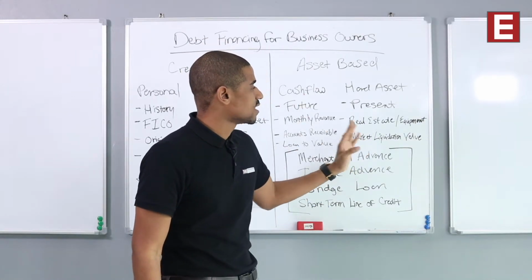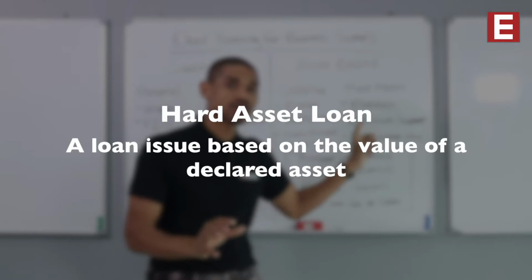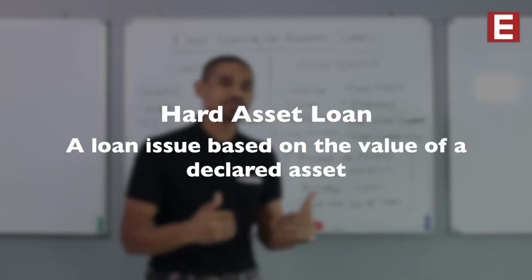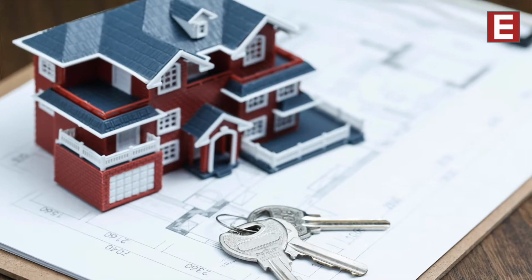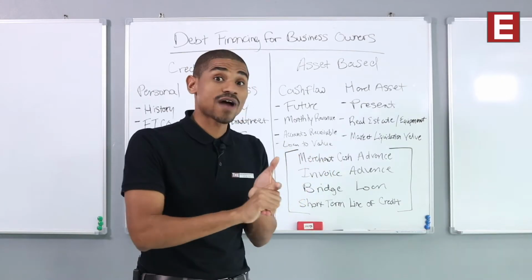But with a hard asset, they're actually looking at the present primarily and trying to figure out, okay, well, what does Desmond have that I can take? Does he have real estate? Does he own the building in which his business is operating? Does he own valuable equipment?